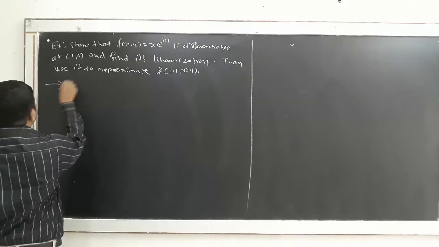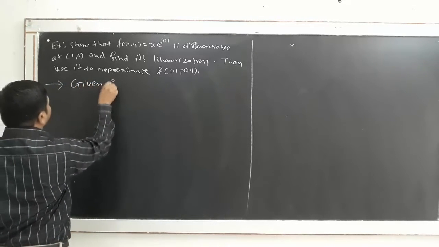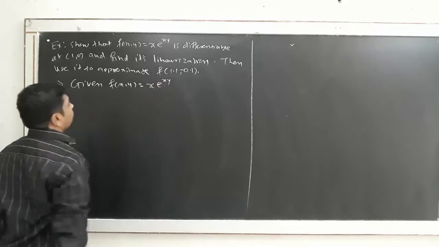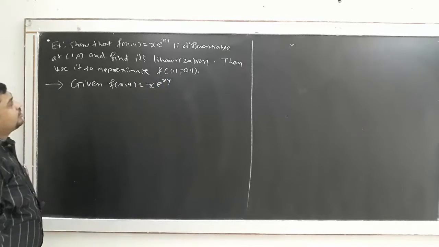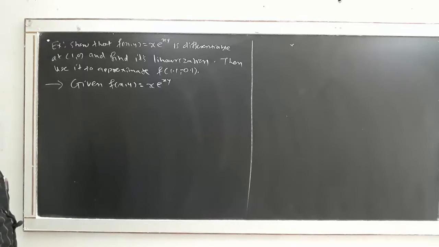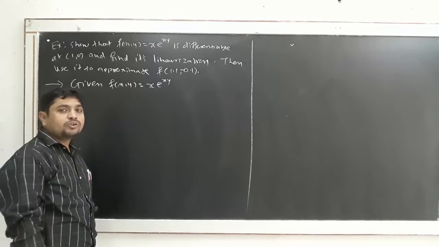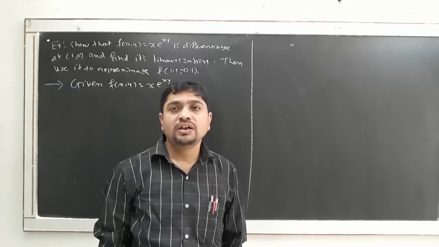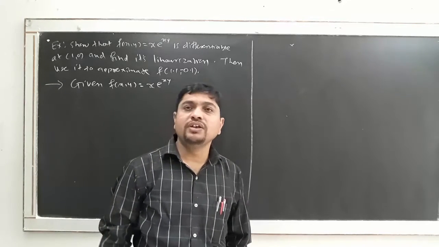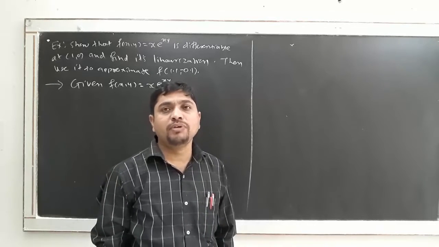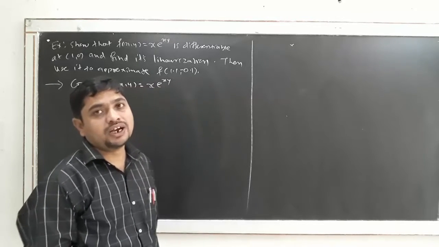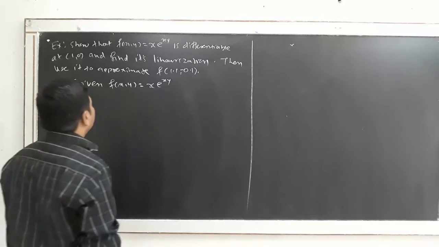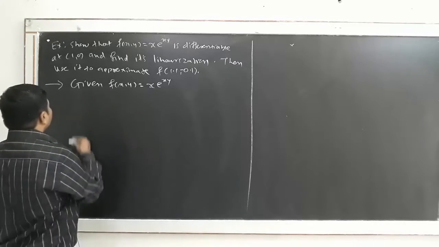So what is given? Given f of x, y is equal to x e raised to xy. So what we have to show is that the function is differentiable. For this, which condition and which theorem do we have to use? The sufficient condition for differentiability. What is the sufficient condition? If fx and fy exist near a, b and if they are continuous at a, b, then definitely we can say that the function is differentiable. So what can we find?